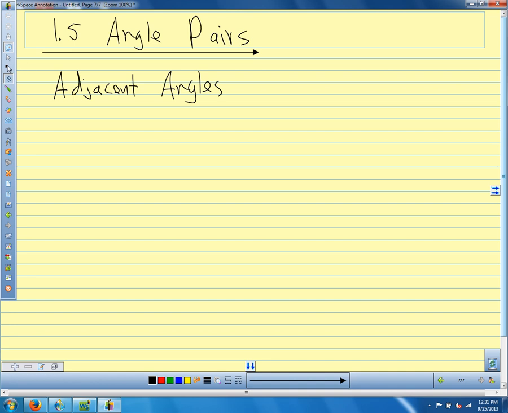So just thinking in everyday terms, when we say two things are adjacent, what do we mean? If I said the math office is adjacent to my classroom. Next to. Adjacent just means next to. Very nice. So that just means these two angles are next to each other.